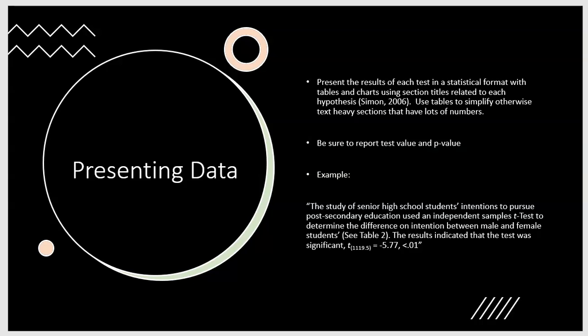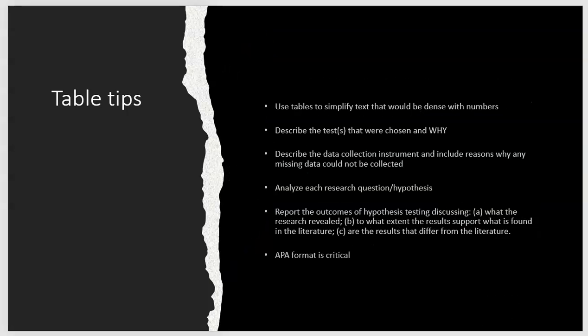Of course, report the test value and the p-value, and so here's an example. The study of senior high school students' intentions to pursue post-secondary education used an independent samples t-test to determine the difference on intention between male and female students. See Table 2. And then you talk further about the results and you show the actual numbers of significance, etc. That's generally how you would present data in a quantitative study. With tables, use the tables to simplify text that would be dense with numbers.